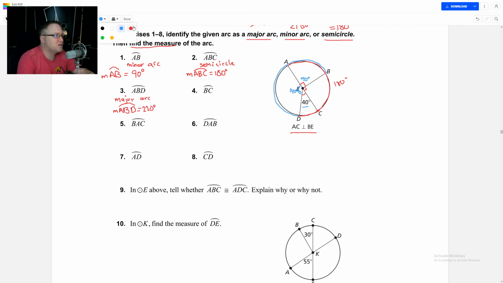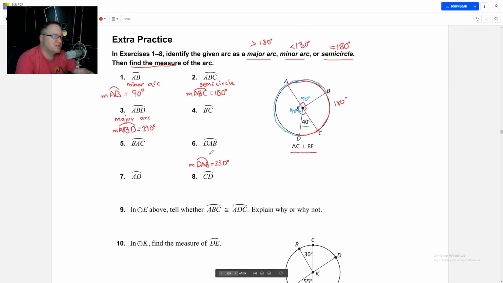So we're going to write that down. We're going to say the measure of arc DAB, put the arc on top, is 230 degrees because 140 plus 90. All right. And is it major, minor, or semicircle? Well, it's bigger than 180, so this is another major arc.